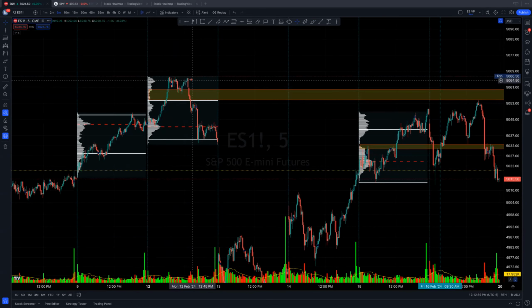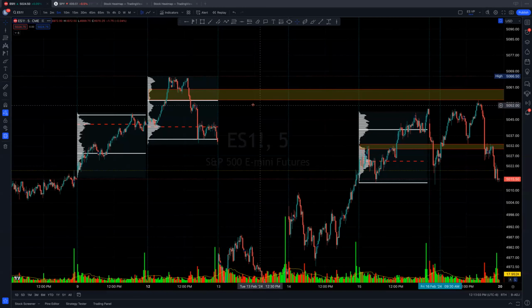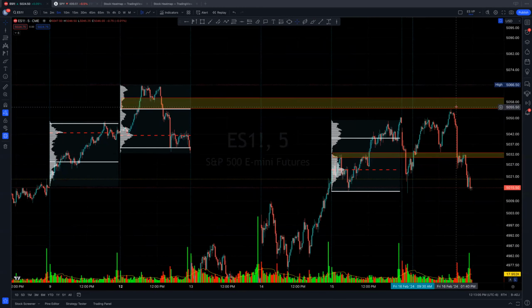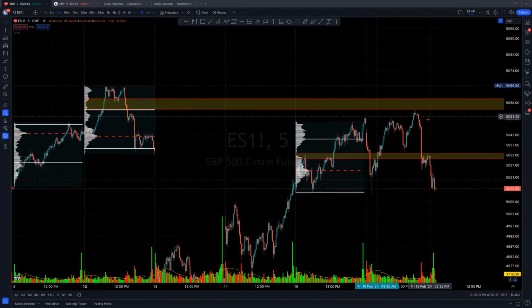Well, yes, we had a lot of trading going on here. We need to keep an eye on this right here. We need to see what happens right here. I mean, we didn't even get to go into this area, and we had a very aggressive rejection right here.